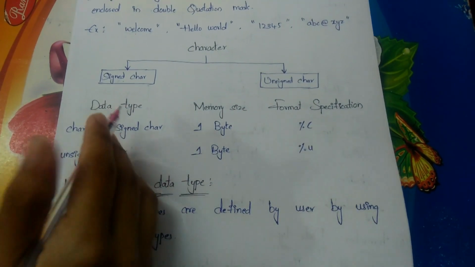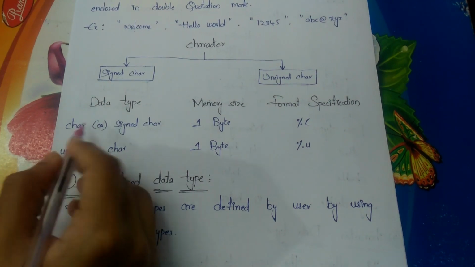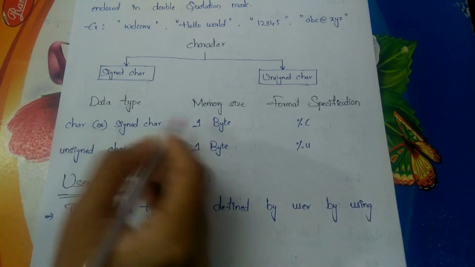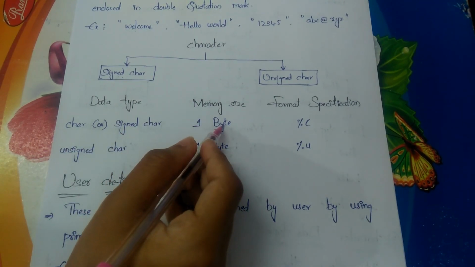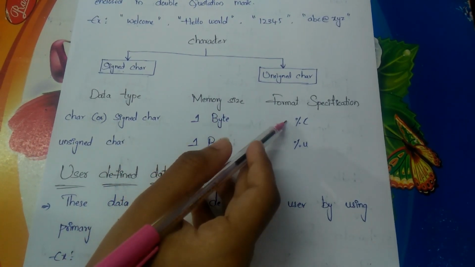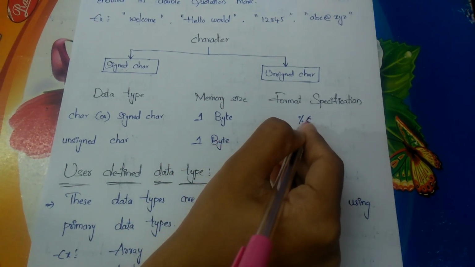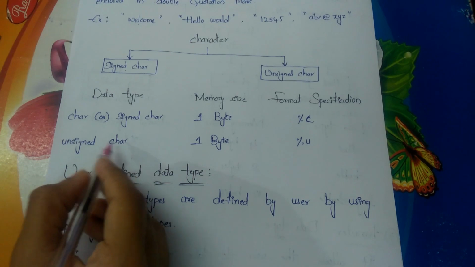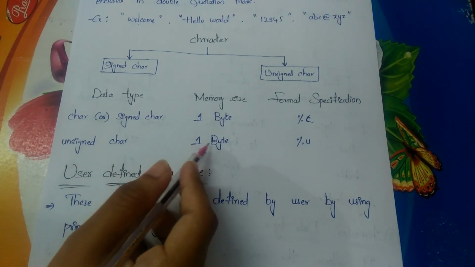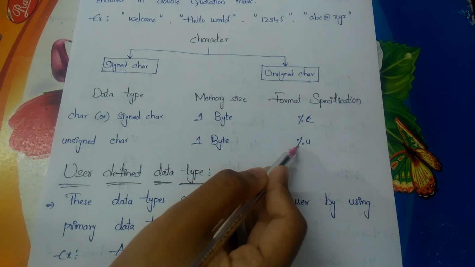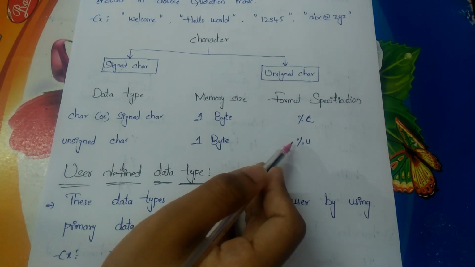So let's see the first one. We can use char, and we can also use signed char. For this it takes 1 byte of memory, and the format specification is %c. This is small c. And for unsigned char, it also occupies 1 byte of memory, and the format specification is %u. So this is about the character.